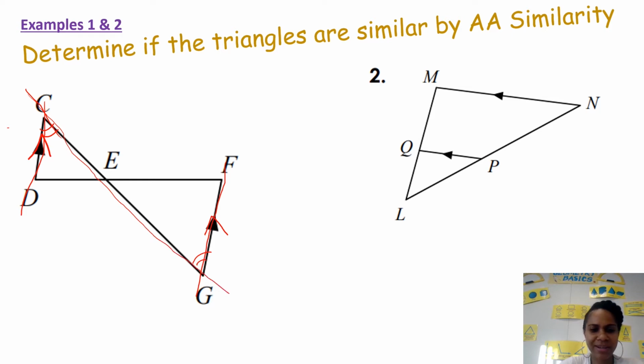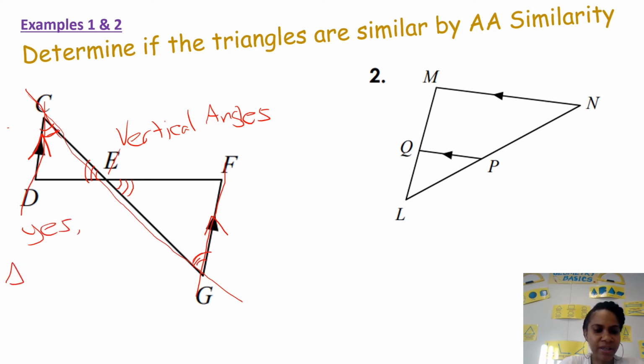I'm trying to draw a straight line, but I cannot. So CG is the transversal, and that will make these two angles here alternate interior angles. And also these angles right here, FEG and CED, are both congruent as well because they are vertical angles. All right, and so since we've shown that two angles are congruent to two angles in another triangle, we can conclude that yes, these triangles are similar. The similarity statement could be triangle DCE is similar to triangle FGE. Remember, corresponding angles or the congruent angles need to be in the same position for your similarity statement.